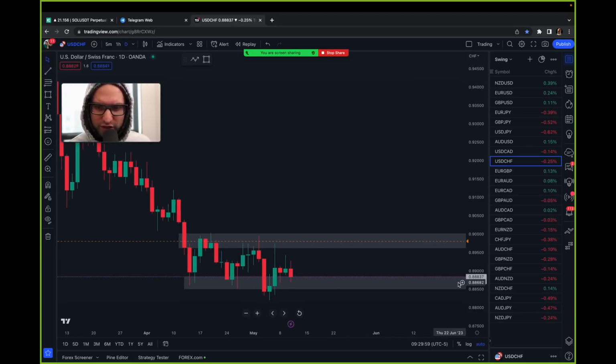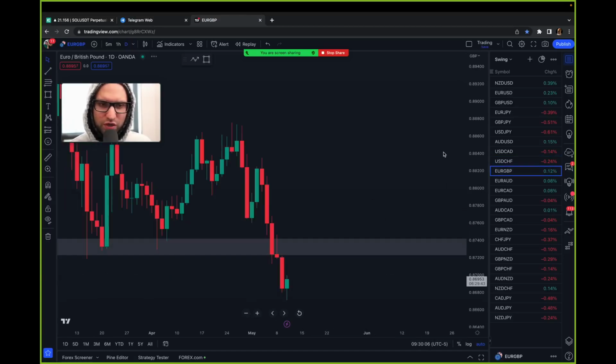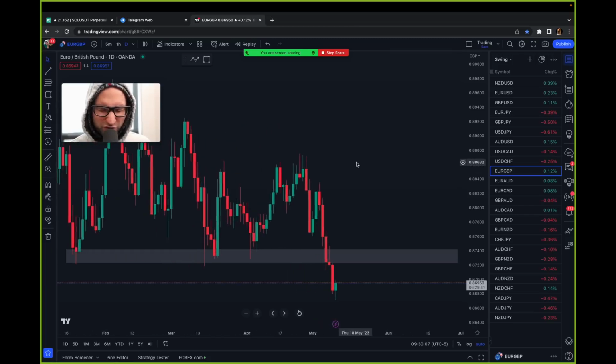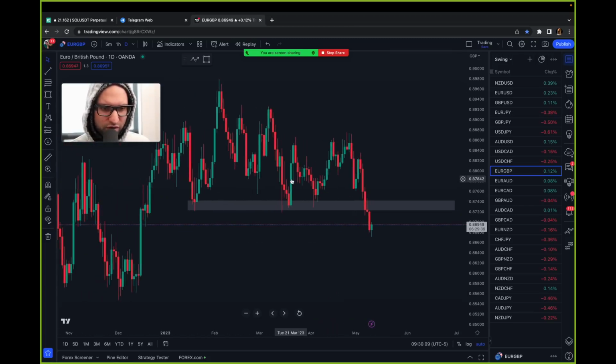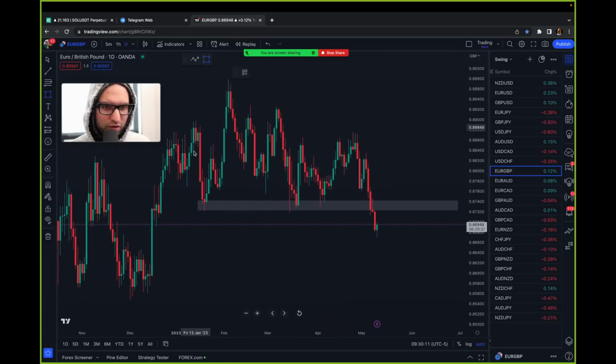So for USD CHF, I'm going to set an alert right here in the middle of the zone. I'll simply buy when it gets there, or I'll sell when it gets to resistance. We'll talk about risk structure here in a second. In fact, I'll show you whenever I enter the live trade that I'm about to enter right now.